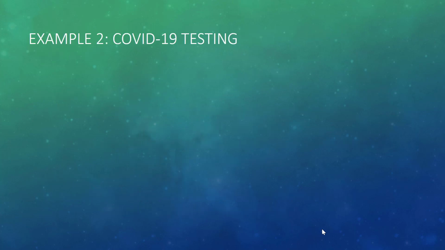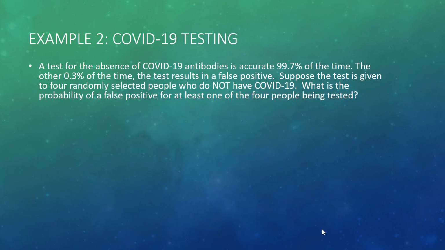Example 2, COVID-19 testing. A test for the absence of the COVID-19 antibodies is accurate 99.7% of the time. The other 0.3% of the time, the test results in a false positive. Suppose the test is given to 4 randomly selected people who do not have COVID-19. What is the probability of a false positive for at least one of the 4 people being tested? So let's use these new steps that we have to work through this problem.